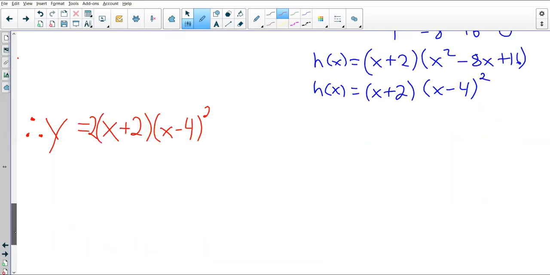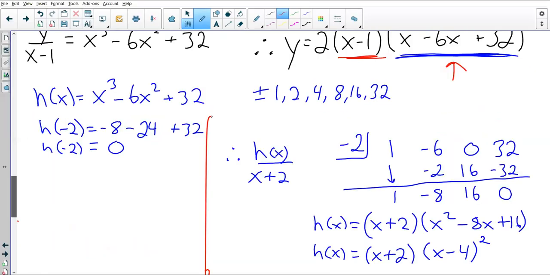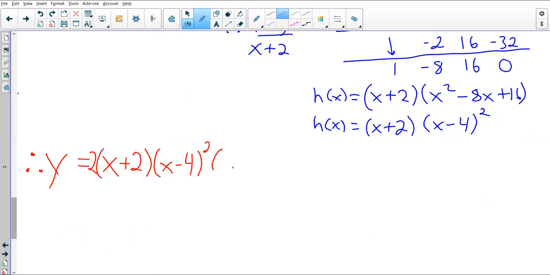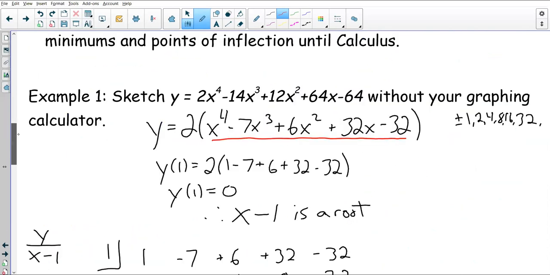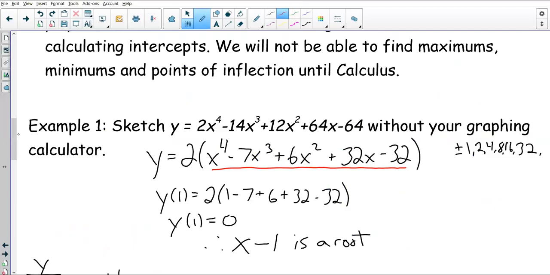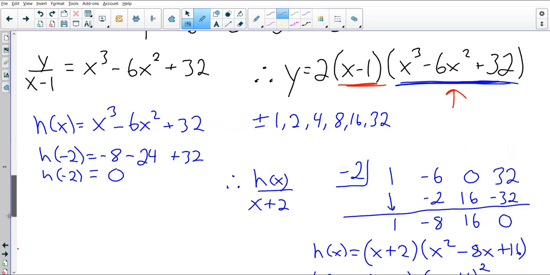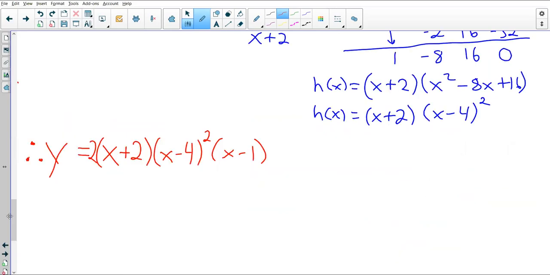Now I'm not going to do it here. But one of the things that we could do if we wanted to is to expand out the function that we have here to check that we end up with, way back up at the top, the 2x to the 4th minus 14x cubed plus 12x squared plus 64x minus 64. So if we go through and multiply all that together, we will see that we have that same function.